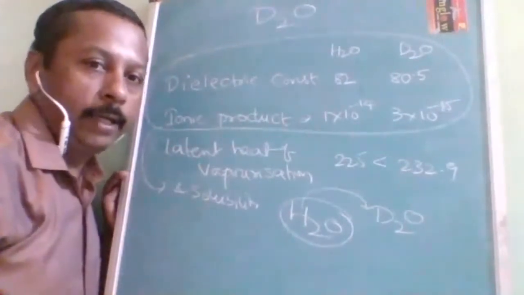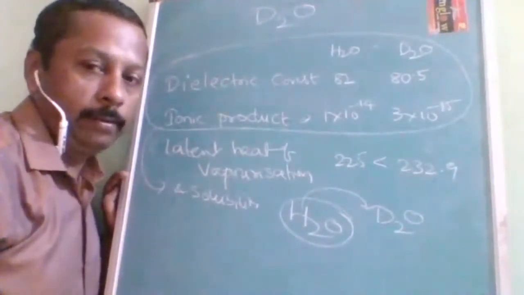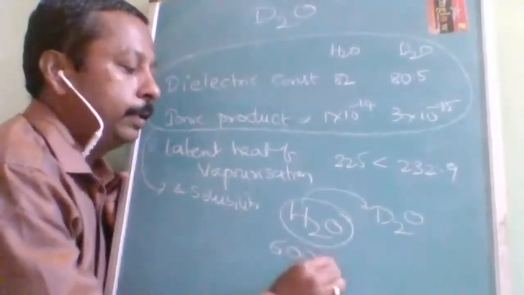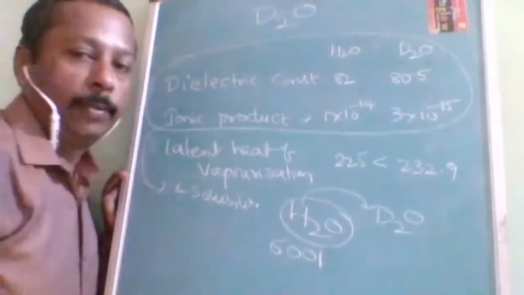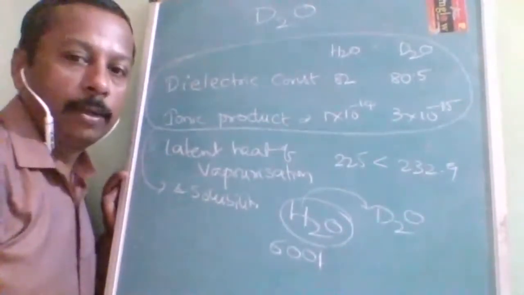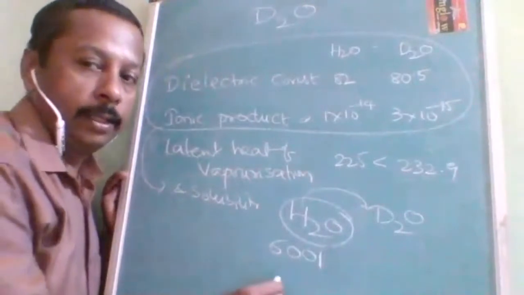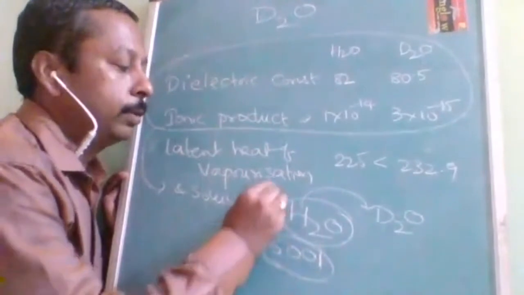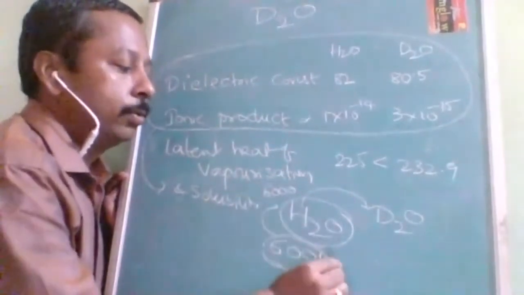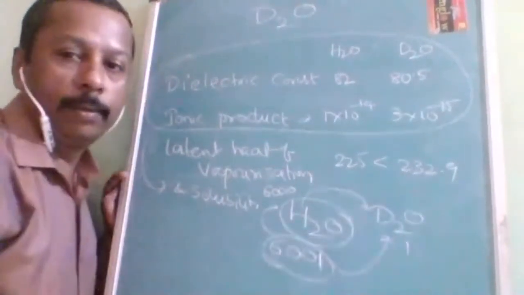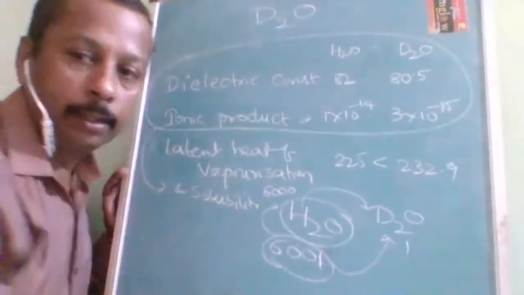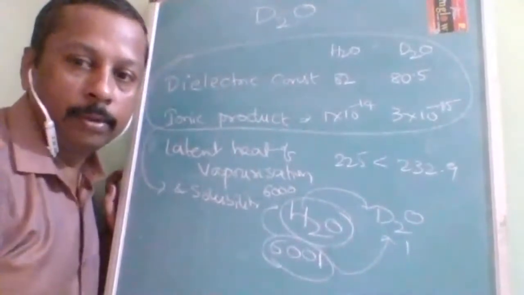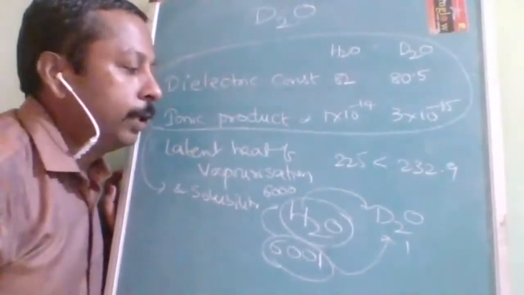And it is already available in normal water, but in very, very small quantity. Suppose we take 6001 molecules. In those 6001 molecules, 6000 will be H2O and only one molecule will be D2O. So H2O and D2O are in the ratio 6000 to 1.